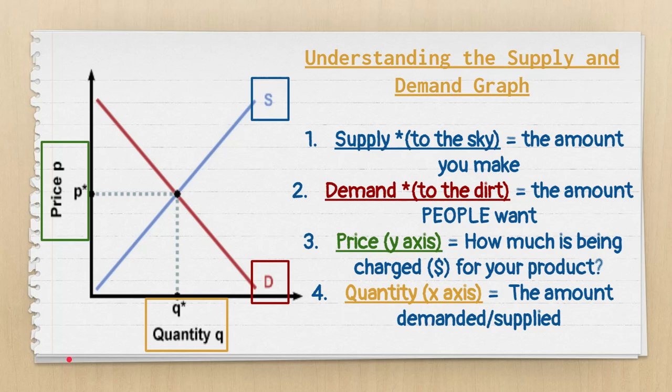And where is that on the graph? Well, as review, the demand line always goes down to the dirt. So anytime you see a graph, you will know that the line that goes down to the dirt, whether it's curved or whether it's more flat, that is your demand line, the amount people want. Then you will use your quantity and your price to also find the demand for a product. Yes, the supply also affects demand. So all four of these things we will need when we try to find your demand.